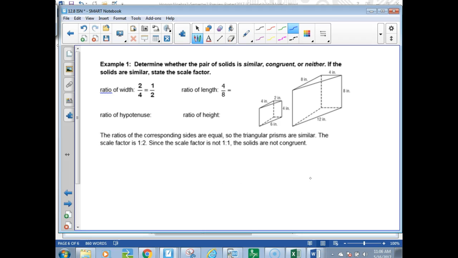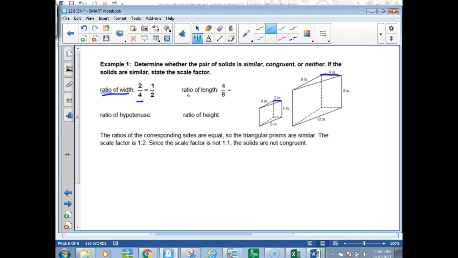Now, here's the kind of question you're going to need to know how to do. Well, you're going to need to know how to look at a picture and find the scale factor. So determine whether the pair of solids is similar or congruent or neither. You're going to have to check the picture, check the ratio of the sides, and decide if it's similar or not, or if it's congruent. Clearly, these aren't congruent. They're different sizes. So what they did is they did the ratio of the widths. They said, okay, 2 to 4. That's where that came from.